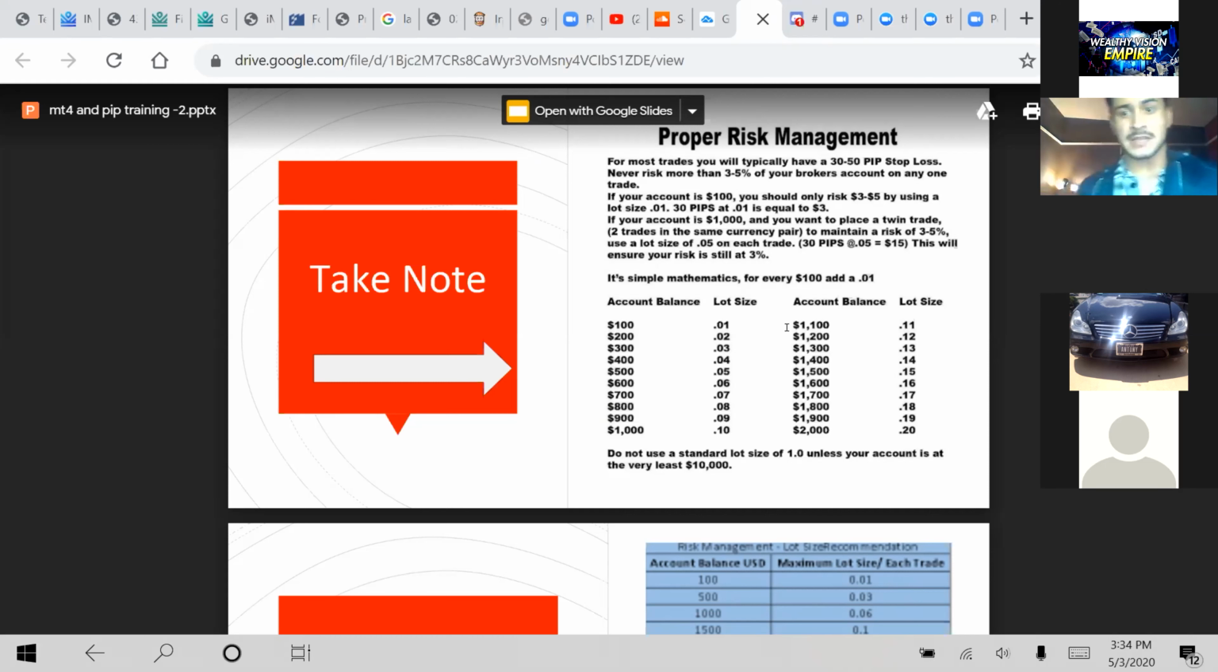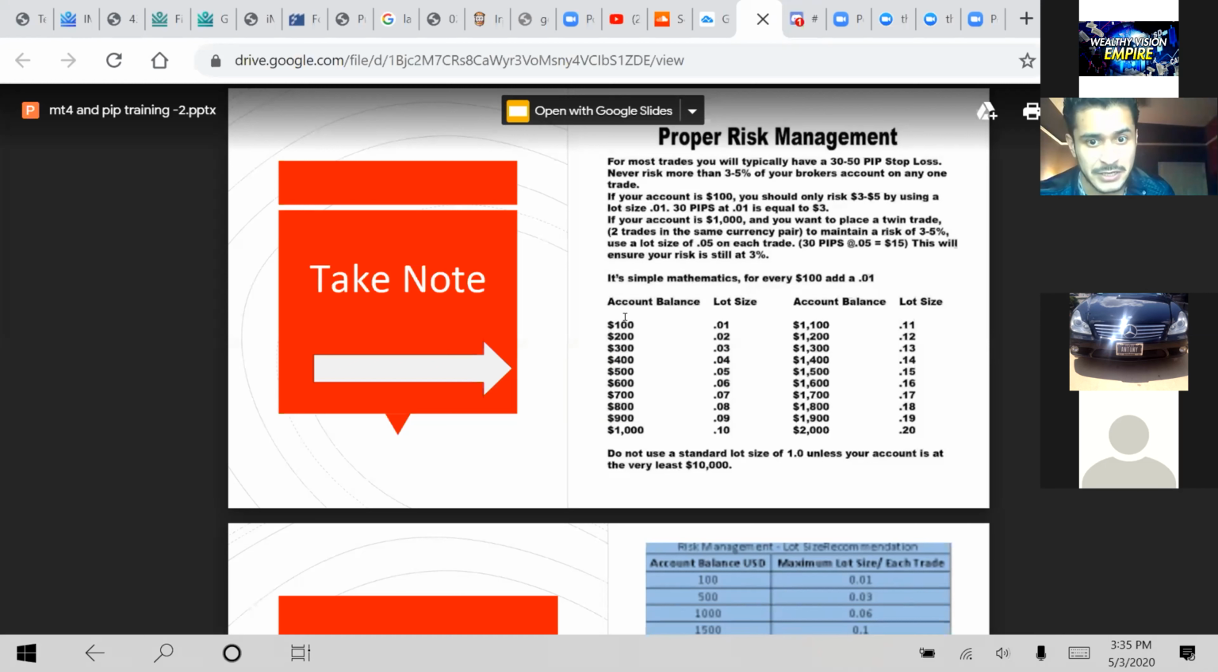And so if your account is $1,000, you want to place a twin trade, which, by the way, guys, you can actually place up to 3 trades. But in this case, a twin trade is basically 2 trades of the same pair, right? To maintain that 3 to 5%, you would just use a lot size of 0.05 on both trades. And so 30 pips at 0.05 is $15. By doing this, guys, this will ensure your risk is still at 3%. And it's basically simple mathematics: for every $100, you just add a 0.01.